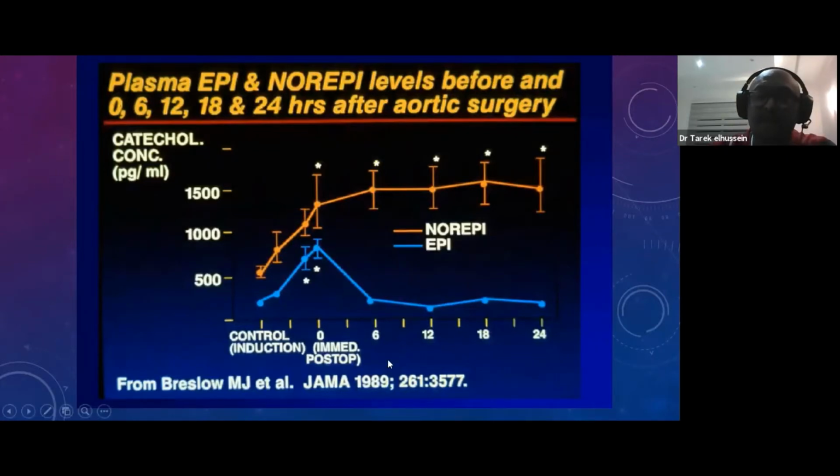This is a very early study, published in 1989 in JAMA, and they looked at time zero of surgery and the induction time, and they measured the level of norepinephrine and epinephrine from the induction to the OR and after the OR. Actually they found that the rapid increase occurs during the induction period, and after the OR, the norepinephrine is considered to be still elevated and steadily high. And this is from 0, 6, 12, 18, up to 24 hours.